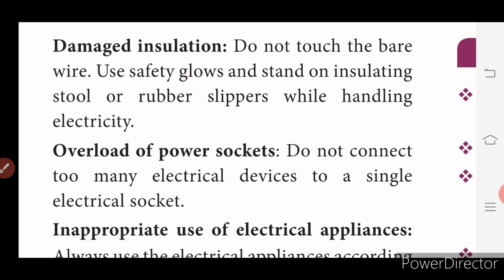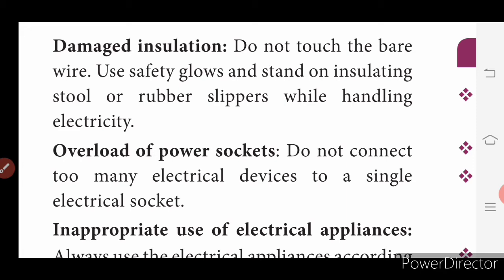Science is not a mugging up subject. It has to be understood. When you understand the concept, you can write it in your own words, but it has to be correct and it should imply all the important points. Okay, so the first one is damaged insulation.